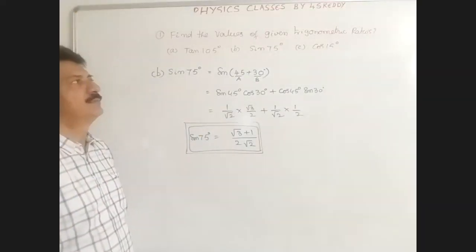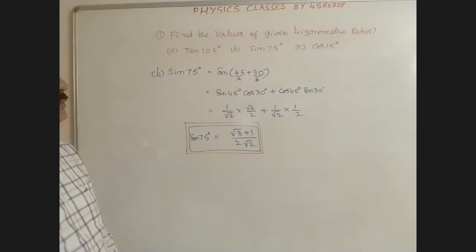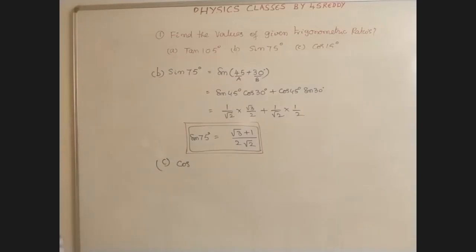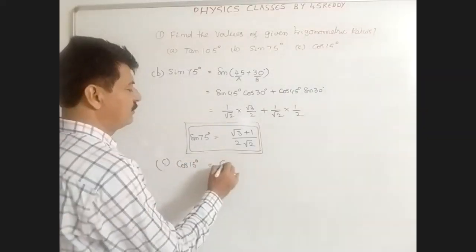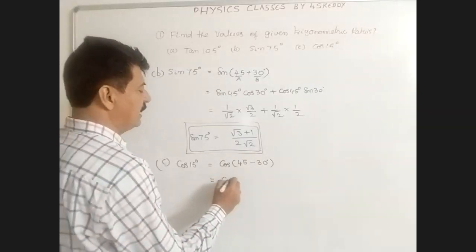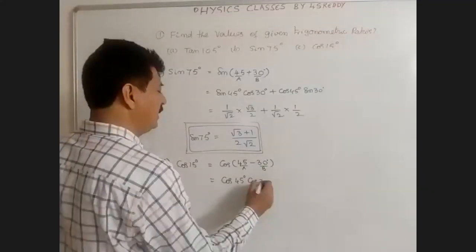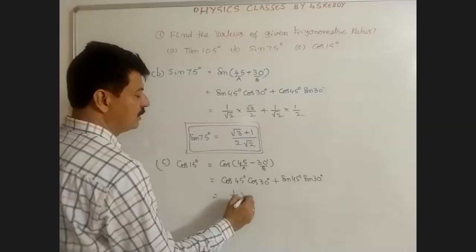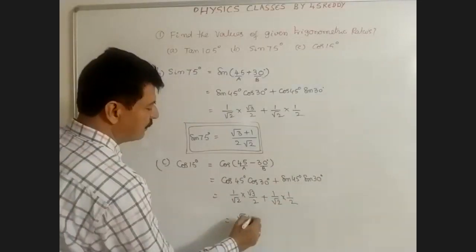Next, cos 15, how can you write? The third one is cos 15 degrees. Cos 15 degrees, how can you write this? Cos of 45 minus 30, can I write? 45 minus 30 is 15 only. So cos 45, this is A, this is B, cos of A minus B equals cos A cos B plus sin A sin B. Very simple. 1 by root 2 into root 3 by 2 plus 1 by root 2 into 1 by 2. Again, this is also root 3 plus 1 by 2 root 2.